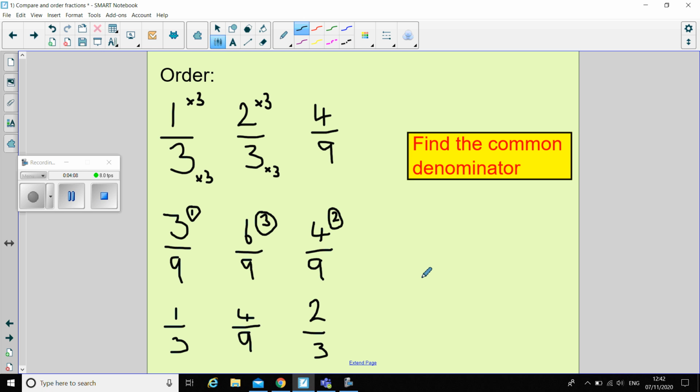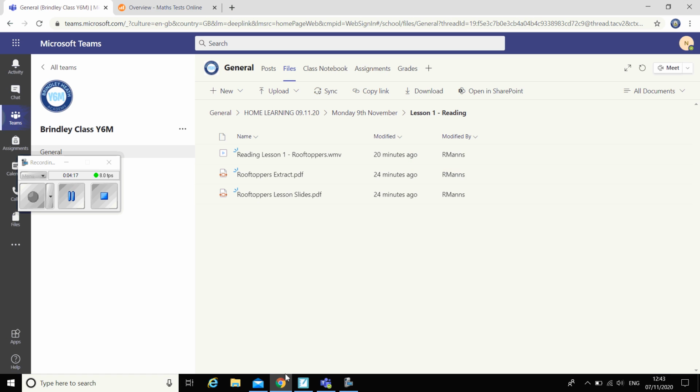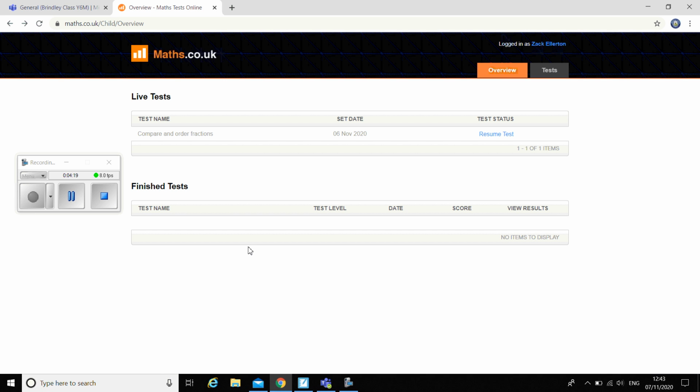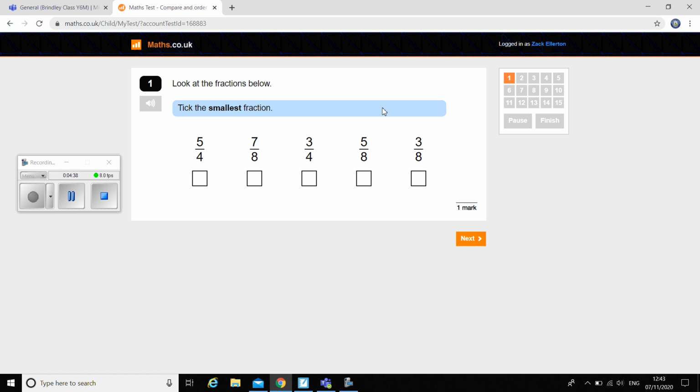Okay, now I'd like you to log into your maths.co.uk account, and on there you will find some questions. So if you go into maths.co.uk and log in, you will see there is a test name that says compare and order fractions. And underneath test status, it will say begin test. Now on the screen here it says resume test because I've already been into this test, but if you click begin test, then you will see some questions.